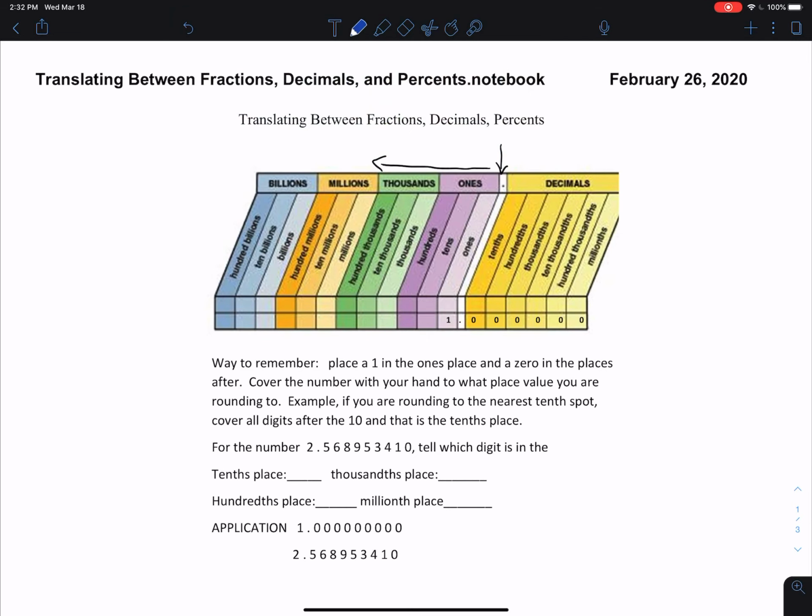As we go to the right, we have our decimal places. So these mirror the whole number places, except they skip the ones place. And at the end, we have a "ths" to tell us that it's a decimal. So we have tenths, then hundredths, thousandths, 10,000ths, 100,000ths, and millionths.